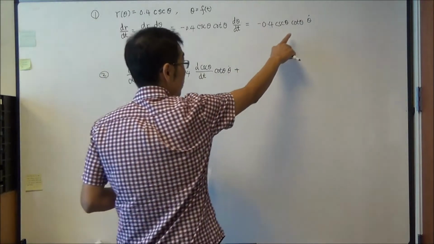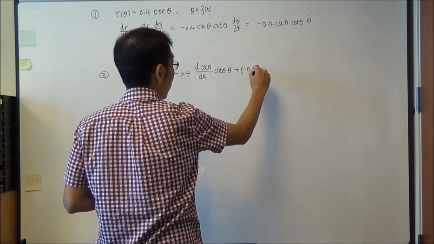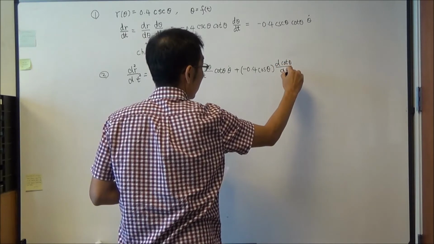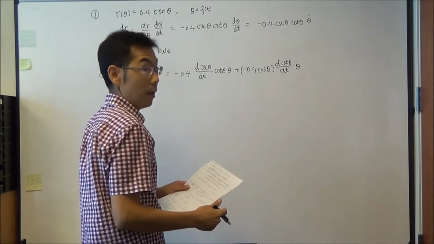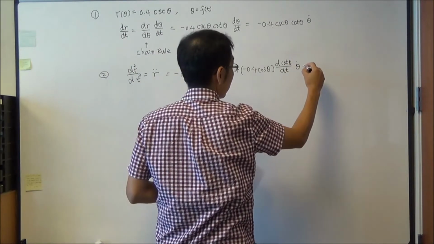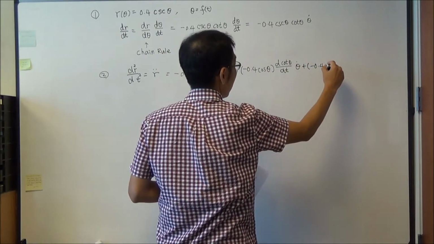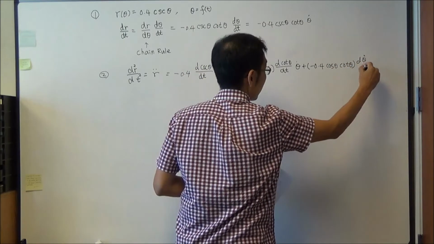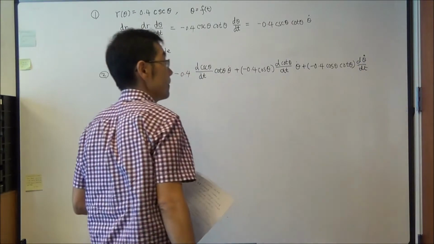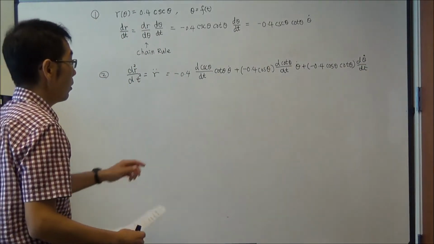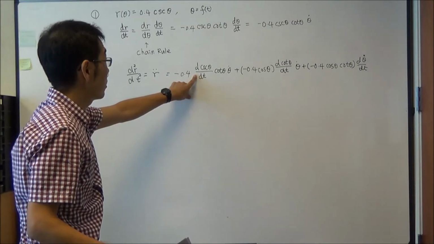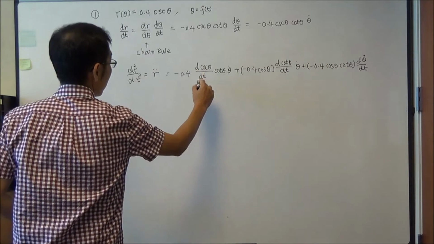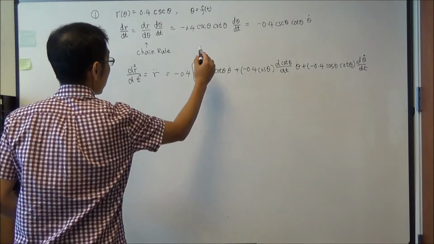Then I want to take care of the second term: 0.4 cosec theta and d cotangent over dt and theta dot. Then we need to take care of the very last one: cosec theta cotangent theta and d theta dot over dt. Okay, so let's just do this one. We already did this one, right? We already did this one.